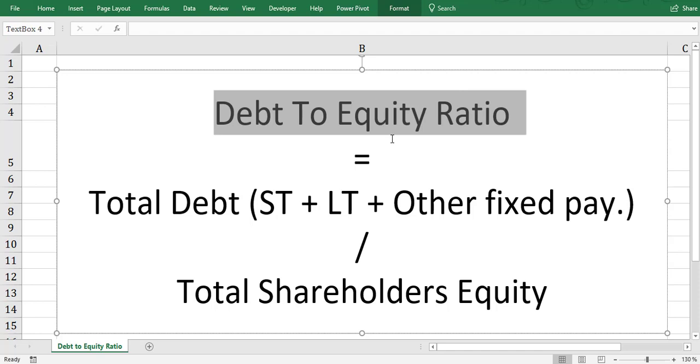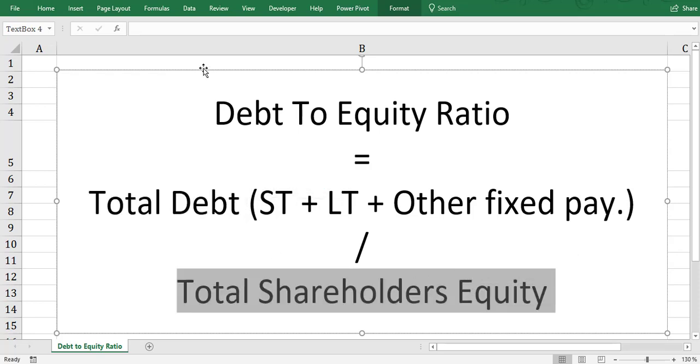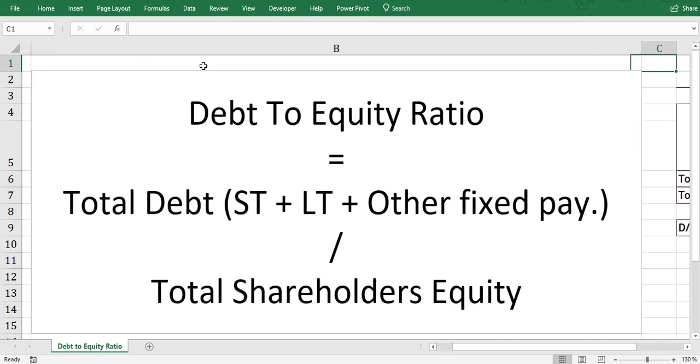Today we're gonna talk about the debt to equity ratio. It is a ratio used to measure the amount of debt used to finance a company's assets compared to the equity. This ratio is calculated by dividing the total debt by the total shareholders' equity. Let's have a look at concrete examples.